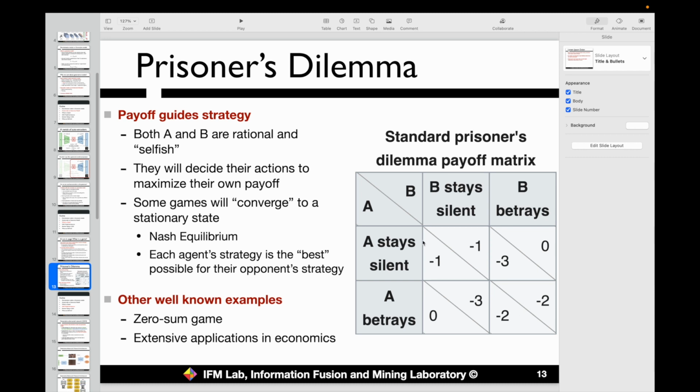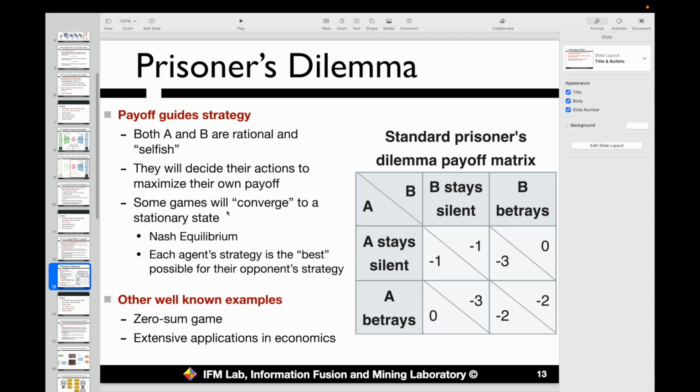And for this case, we considered A first. If we consider B first, from this entry, B changes his action and moves from this one to this one, because his reward will be increased from -1 to 0, right? And if we further consider A's action, he will also change his action to betray and convert to this one. So for this small game between A and B, they finally will converge to the last entry, -2, -2, and they will betray each other.